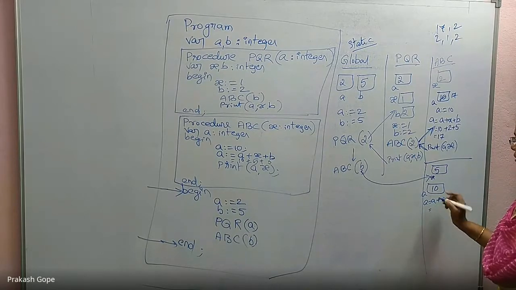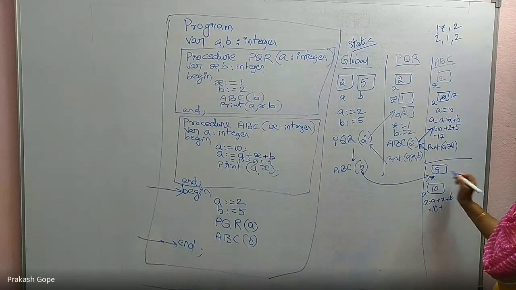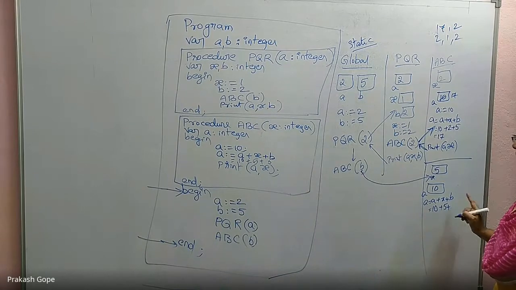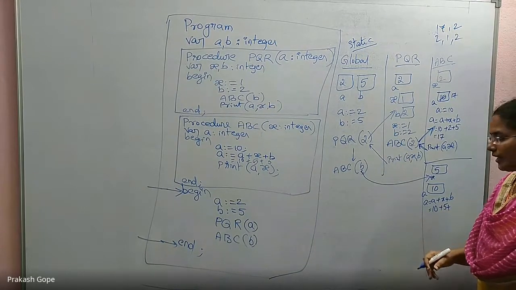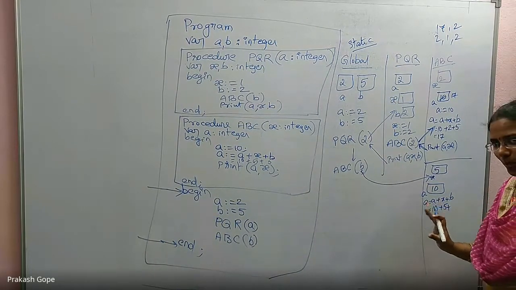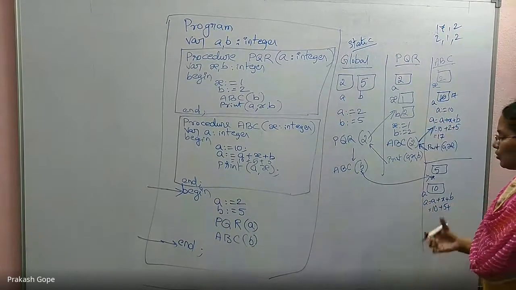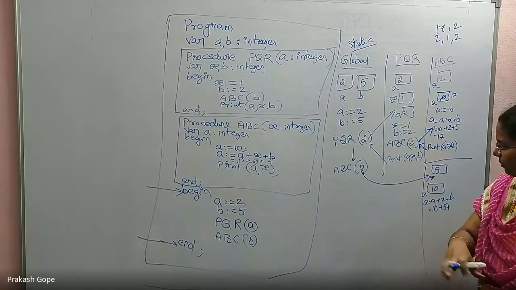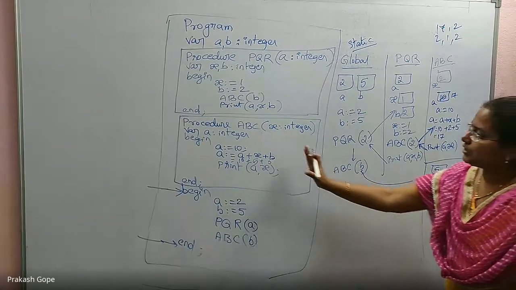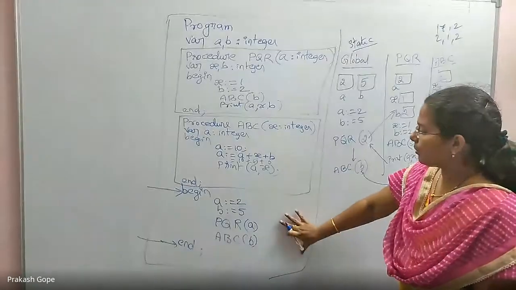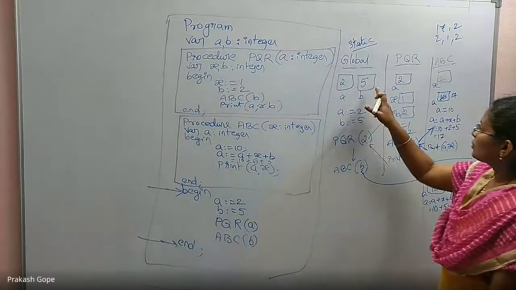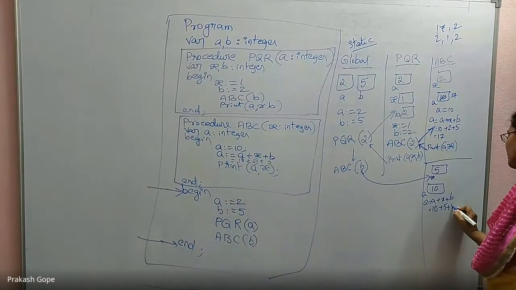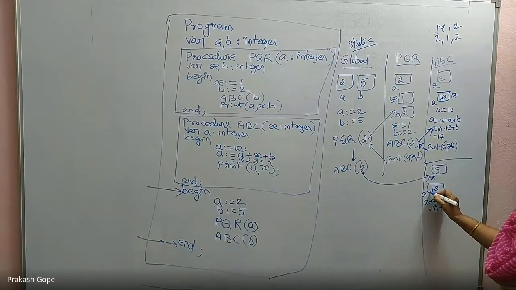What is A? Local A. What is X? Local X. Because they are available. But B, I don't have a locally declared B. So static scope. I am solving static scope, right? So static scope says it's the outer block's B. ABC is present in the global program. So the global program's B I will access. So the global program's B is 5. So the total value is 20.